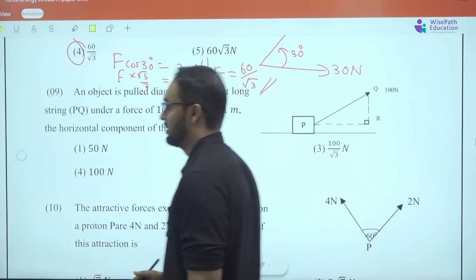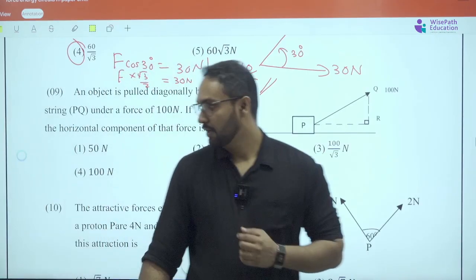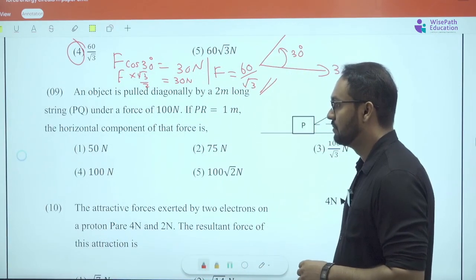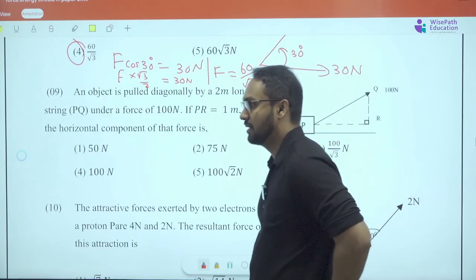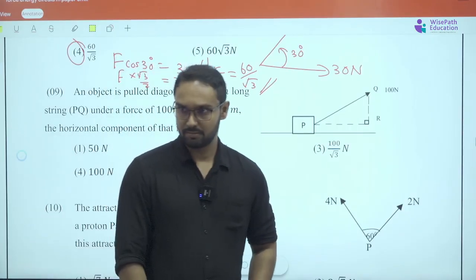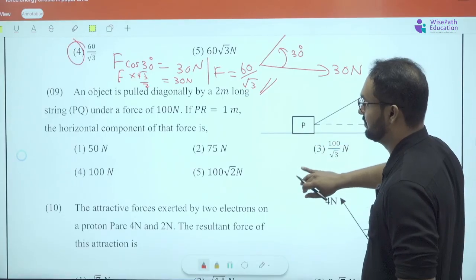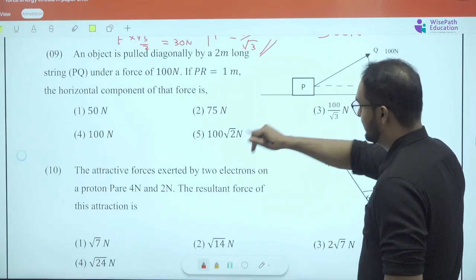Right. So the ninth question. An object is pulled diagonally by a 2 meters long string under a force of 100 newtons. If PR equals 1 meter, the horizontal component of the force. How do you find it? Online people, now we'll check how much is correct at the end, because the online people have the answer script with them as well. Tell me how many MCQs are correct for now. We'll check the 9th question now.